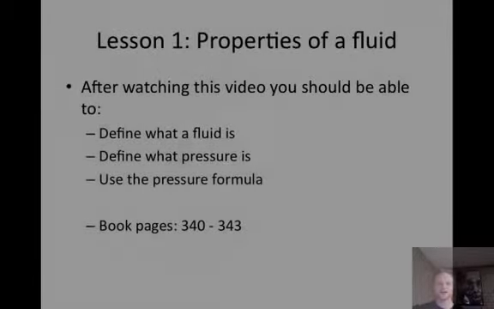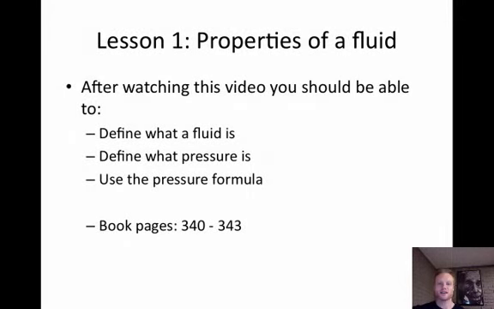Alright, in this video we are talking about properties of a fluid. And after watching this video, you should be able to define what a fluid is, be able to tell me what pressure is, and then be able to use the pressure formula in terms of solving equations that involve pressure problems. So let's get right into it. As always, the book pages are listed on the bottom, so if you're looking for another reference, pages 340 through 343 is where this information is coming from.